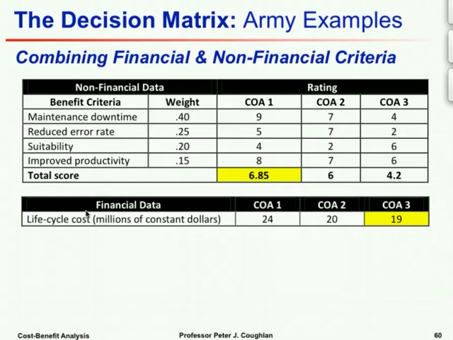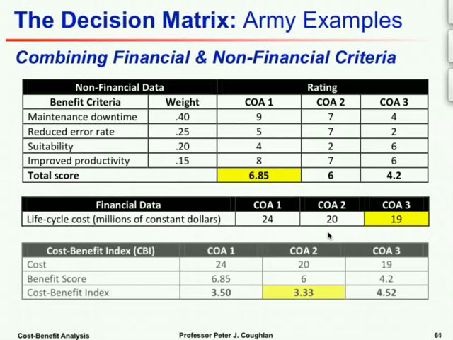We have the financial data, which is the life cycle cost, right? So it's 24 million, 20, 19 million, right? And so you might look at this and say, okay, well, in terms of performance on these sort of benefits or these non-financial measures, right? Course of action 1 is the optimal. According to minimize cost, course of action 3 would be optimal.